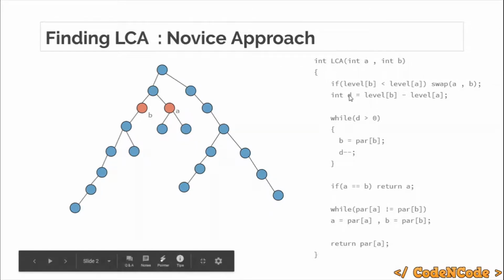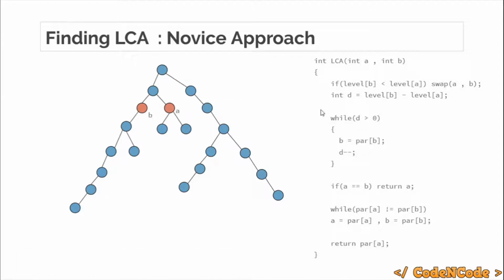I've explained all of this. This is basically your naive approach. I've explained everything of this code in the previous lecture, so if you have no idea what this is, just go and check out lecture 1.